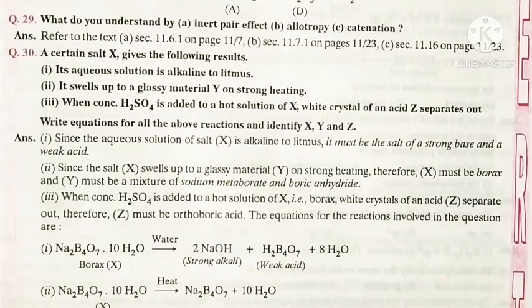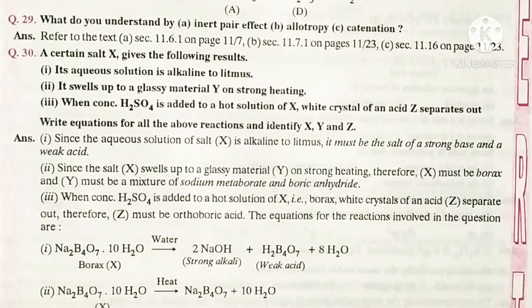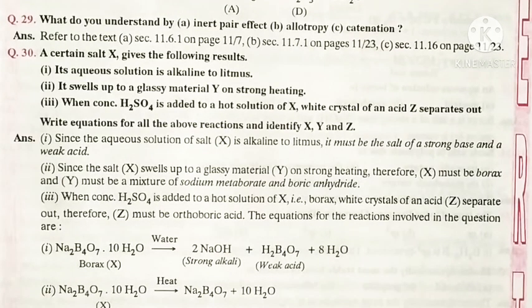Question number 30. A certain salt X gives the following results. Its aqueous solution is alkaline to litmus. So we know that it must be the salt of a strong base and weak acid, because a salt is made up of acid and base, and if the salt is alkaline in nature, it means the base is strong and the acid is weaker in nature.